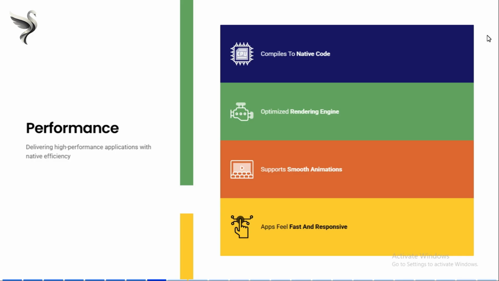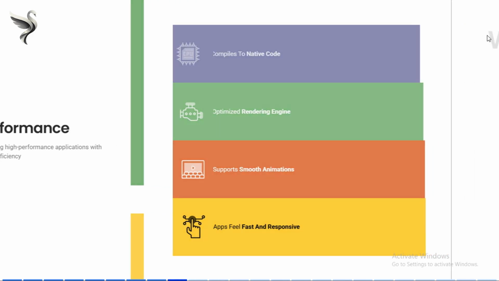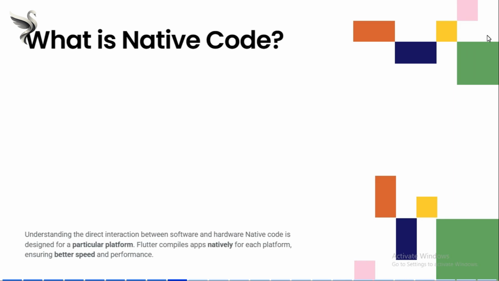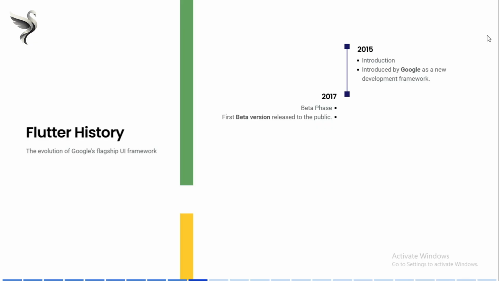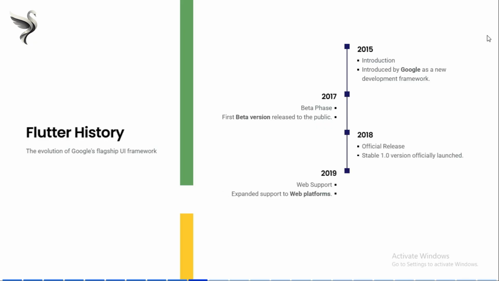History of Flutter. Flutter was first introduced in 2015 by Google. Its beta version was released in 2017. It was officially released in 2018. Web support was added in 2019, and Flutter 2.0 was launched in 2021. Flutter continues to receive regular updates even today.